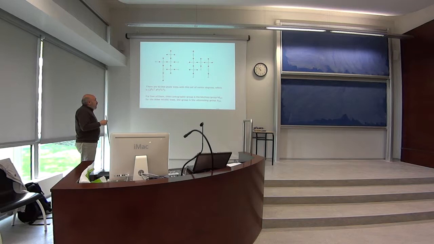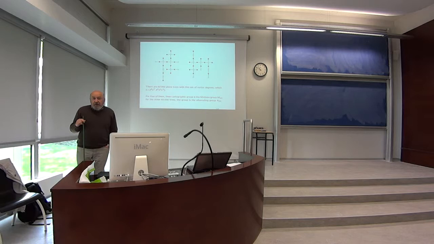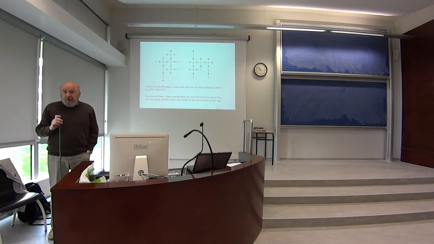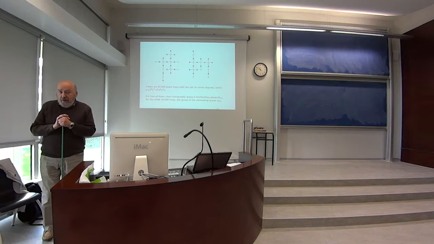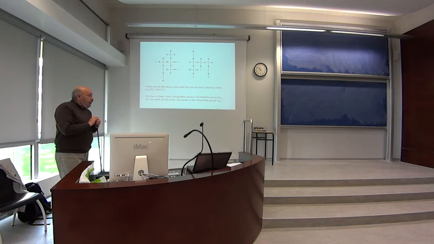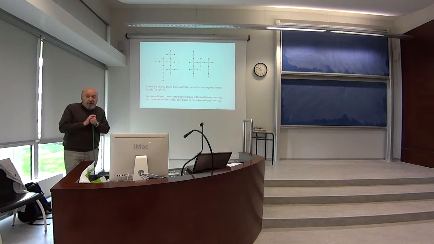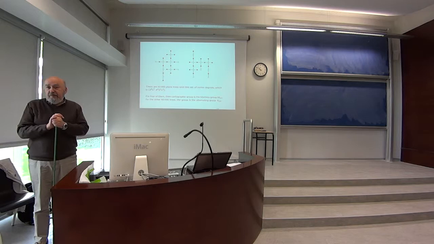So there are 60,060 trees with this set of degrees. For four of them, for these two and their mirror symmetric images, the cartographic group is the Mathieu group M23. For all the others, the cartographic group is A23, the alternating group. So, if we try to solve a system of algebraic equations of degree 60,060, it will certainly be impossible.